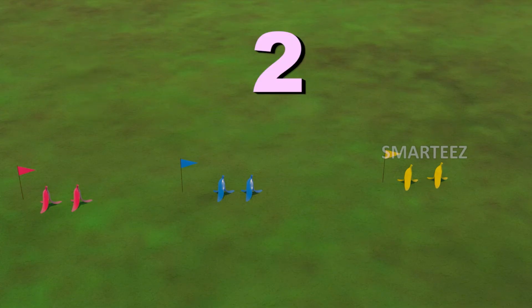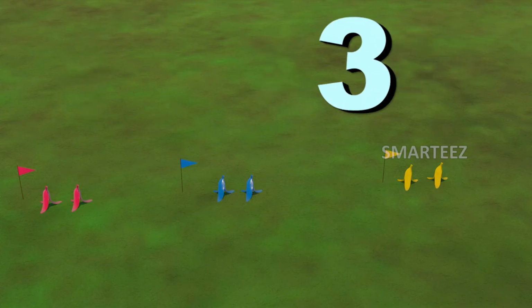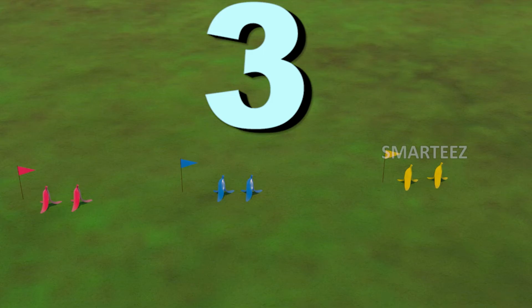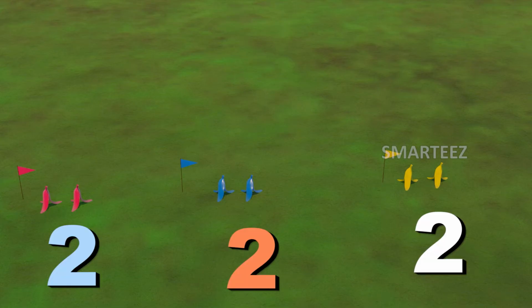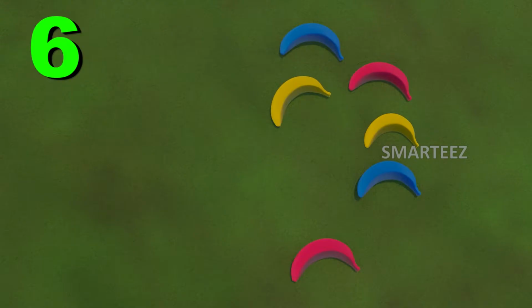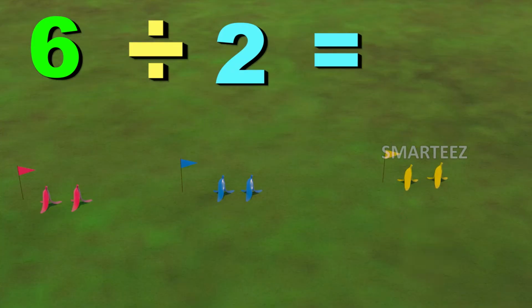One, 2, 3. There are totally 3 areas. There are 2 of them in each area. When we divide 6 by 2, we get 3.